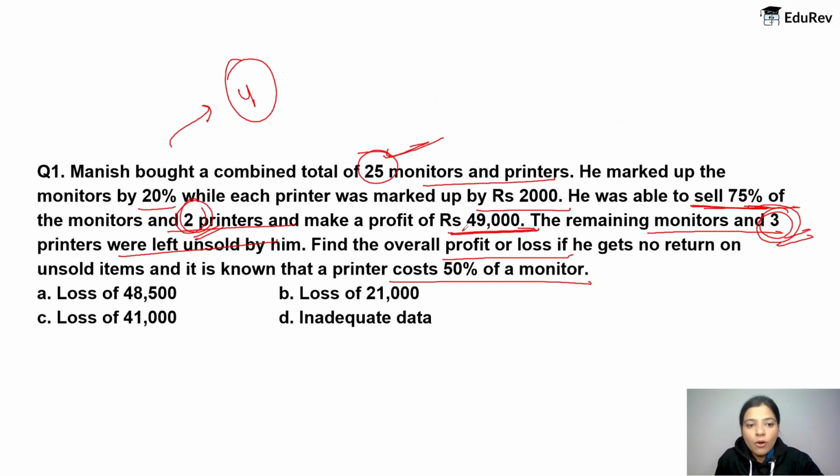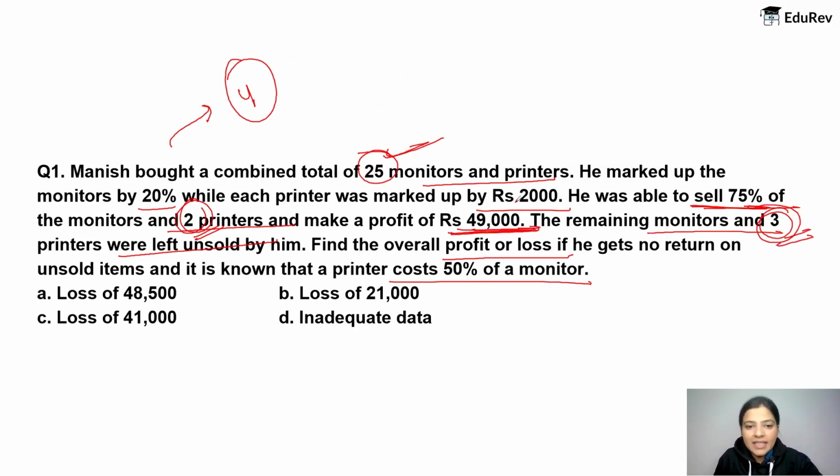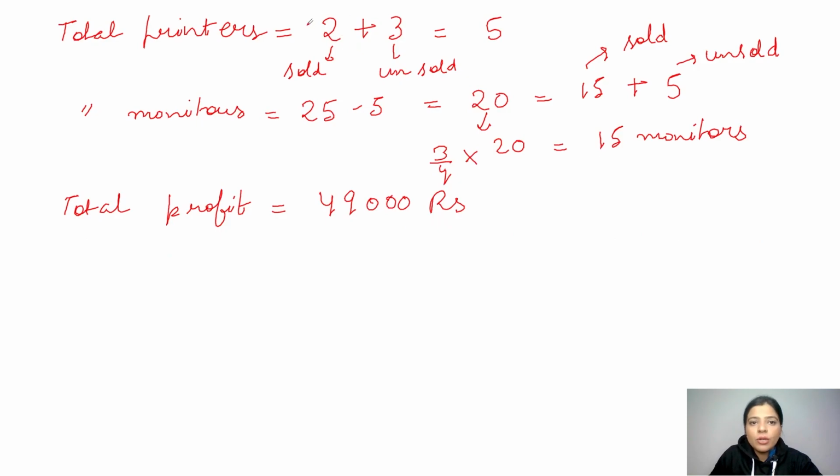Also, it is given that on total, after selling 75% of monitors and two printers, he was able to make a profit of 49,000. So, total profit that he was able to make after selling all these things was 49,000 rupees. Also, if you read this line carefully, he marked up the printer by 2000. So, it means 2000 was his profit on a single printer, and in total he sold two printers. So what is the total profit from printers?